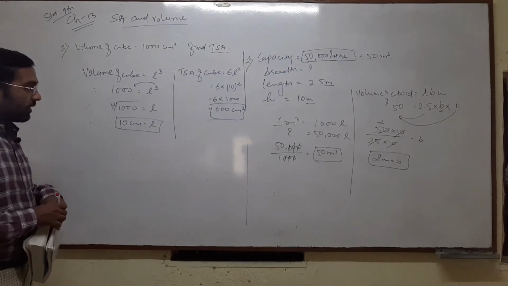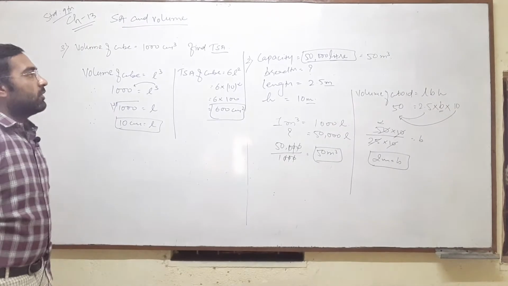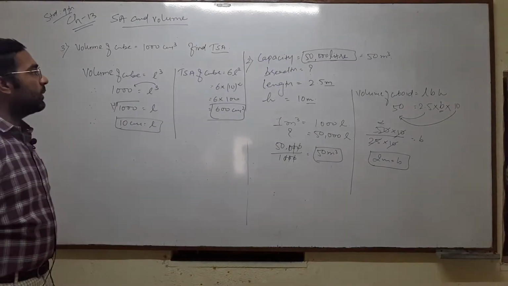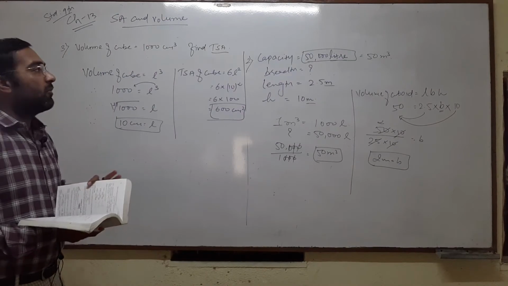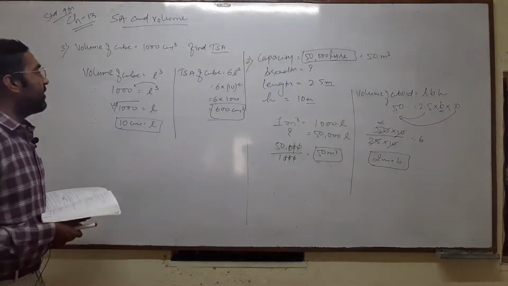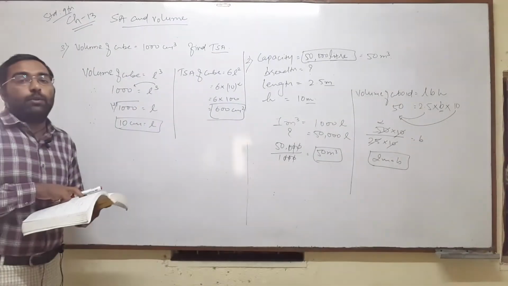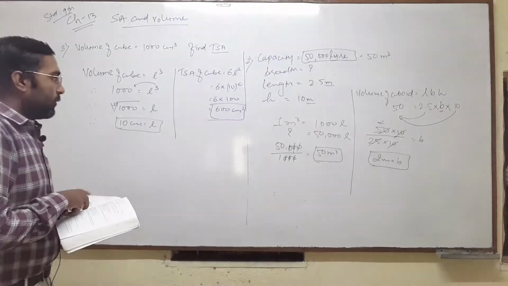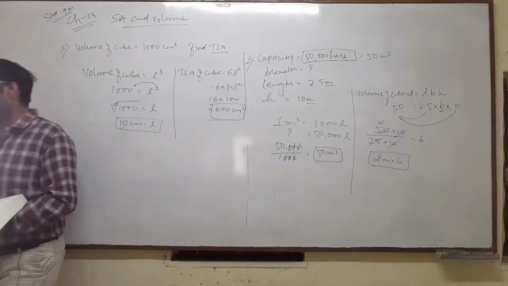This kind of sums are asked for 1 mark every time. So you must know how to convert volume into the total surface area. First of all you have to find edge of cube or length of cube. After that you have to find total surface area of cube. So we are moving on to the next example.